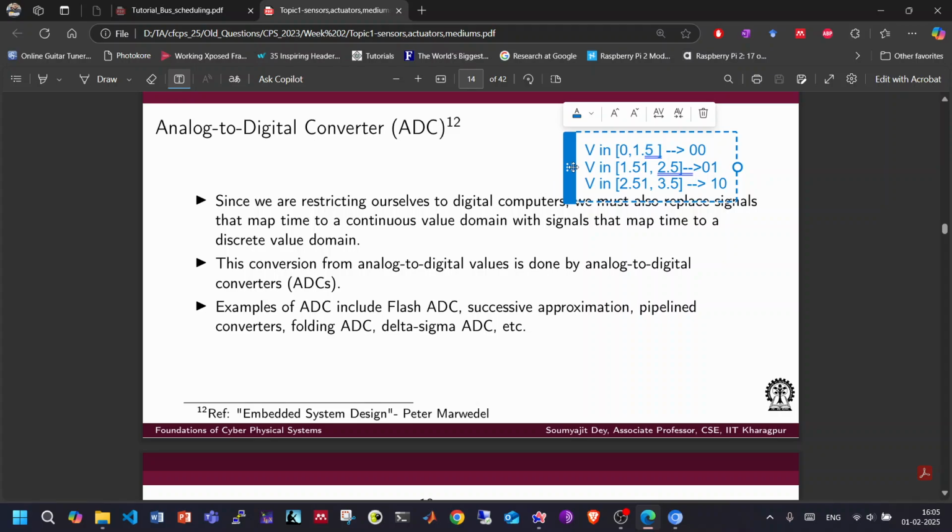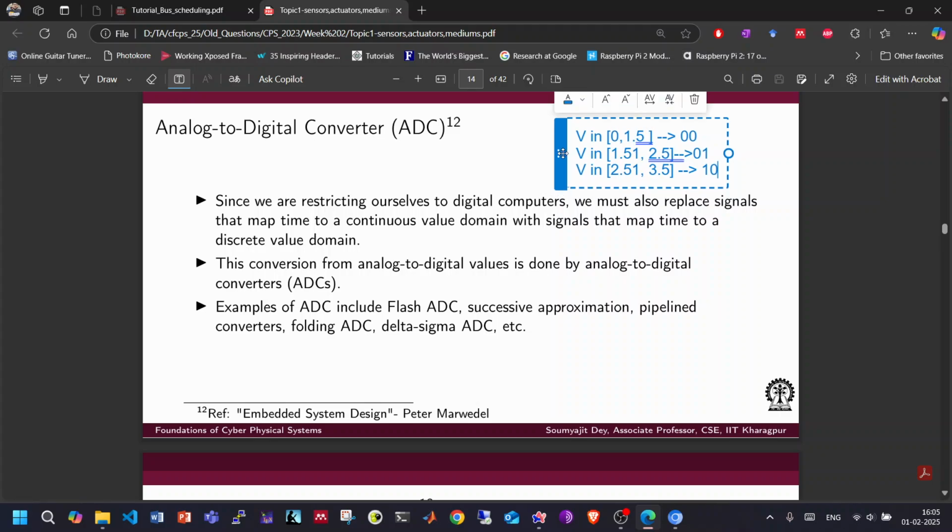Nothing very simple. How do we measure continuous signals? Let's break it down into certain levels. How many levels? That depends on how many bits we want to use. If we have maybe 2 bits, basically how many binary numbers can be formed using 2 bits?